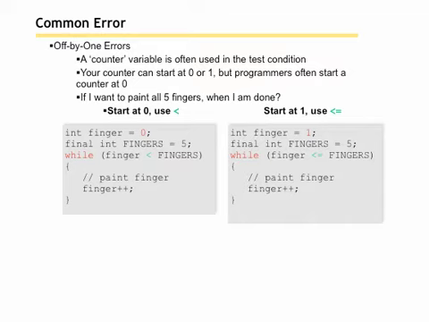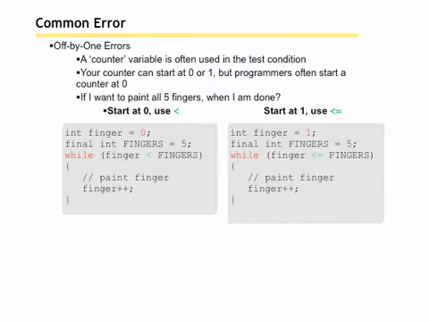Another common error is an off by one error. Be careful here because some people say an off by one error is when your output is off by one. That is not accurate. An off by one error is when your loop executes one too many or one too few times. That's an off by one error.